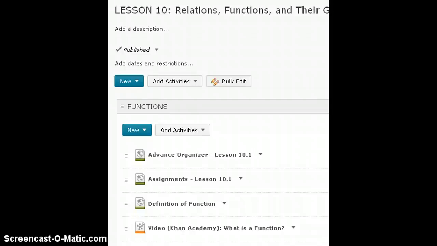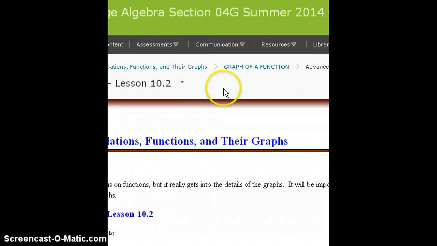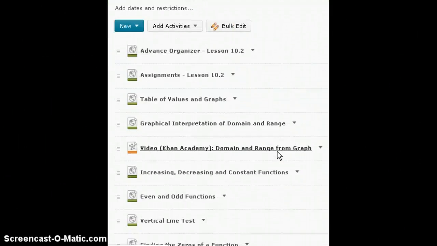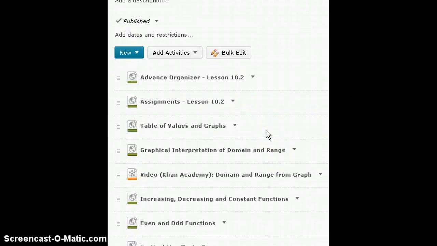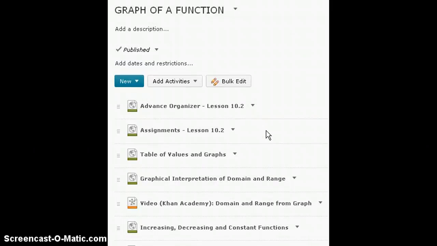Let's see if I can go back. Well, okay, that's amazing. So here I am. I made the mistake of going here. How about going here, graph of a function, and then you can get to the list. You may get sort of lost if you don't do that, so please beware navigating through this lesson 10.